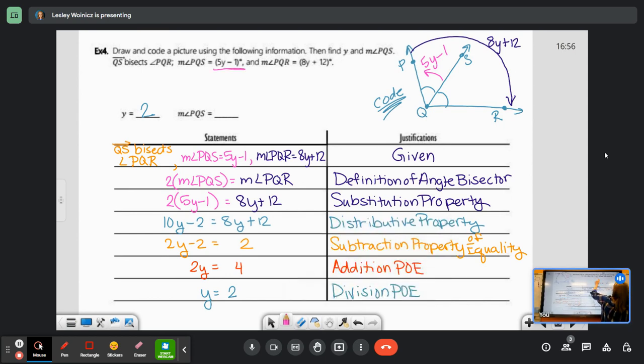PQS, 5y minus 1. So 5 times 2 minus 1. 5 times 2 is 10. Take away 1. That should be 9 degrees.